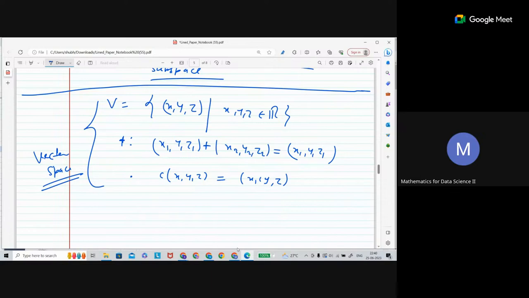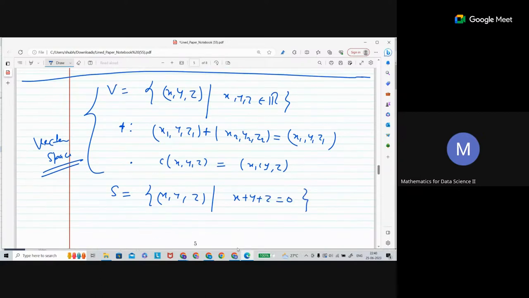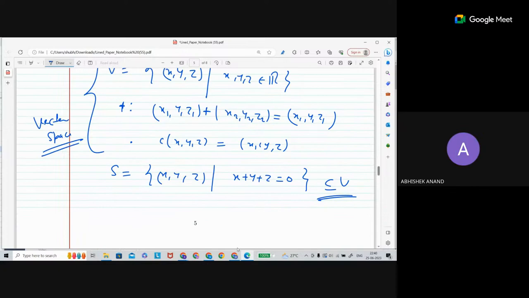So assume for the time being that you need to check the 8 properties and 2 remaining closure properties, 10 properties you have to check, then you will say that this is a vector space. Now I am taking a subset of it. Let's take S equal to (x, y, z) such that x plus y plus z is equal to, is this a subset of this V or not? It is a subset, right? Because it says x, y, z belongs to R. Yes, this is a subset.